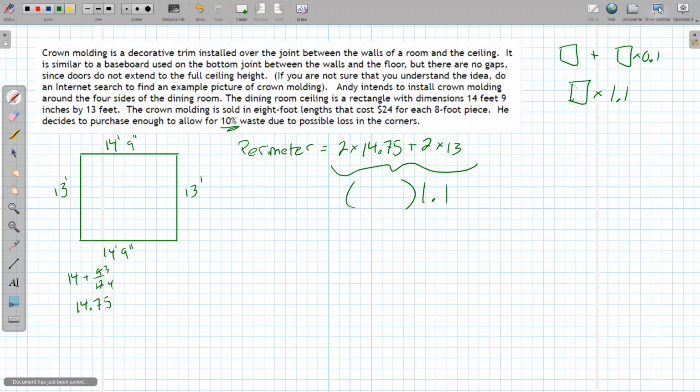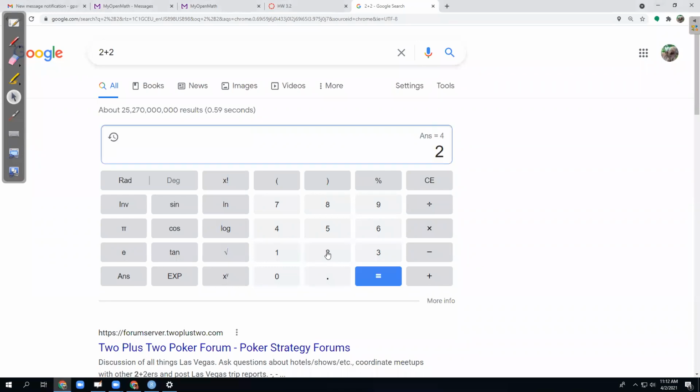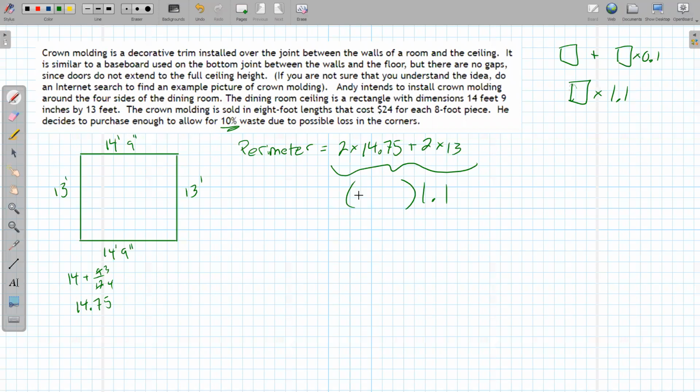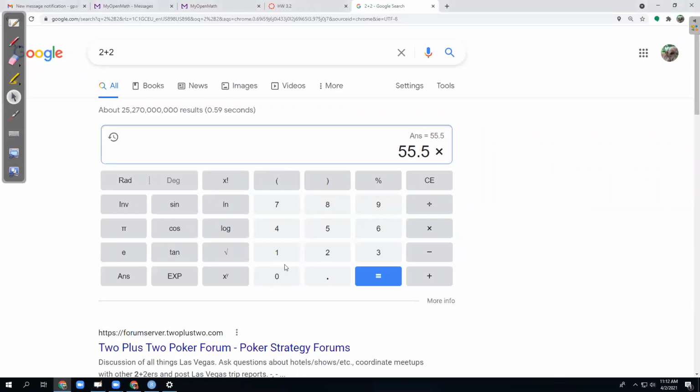So calculator, let's get both those numbers. So we have 2 times 14.75, and always write down a calculation before you plug it into your calculator. And 2 at 13. All right, so that gives us 55.5 feet total as we move around the room. And then we want to add on that 10% to that. So the easy way to do that is just multiply by 1.1, 110%. That gives me 61.05 is the new amount.